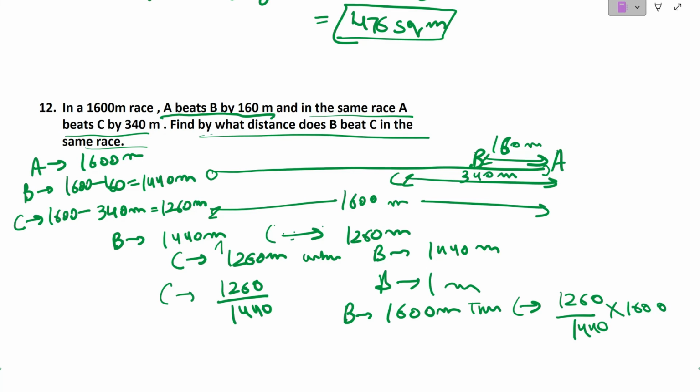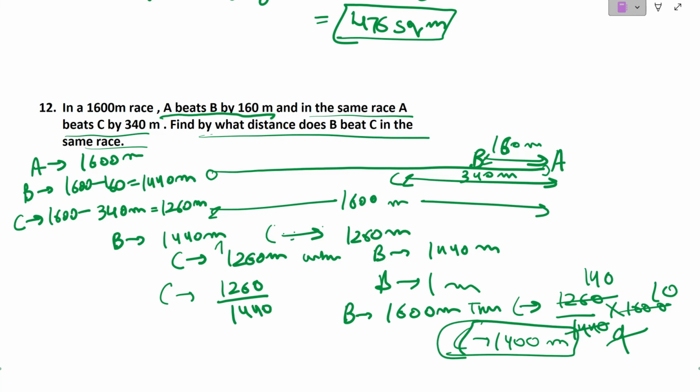So now it gets cancelled out. It can be cancelled out by 160, so this is 10 and this is 9. Then 9 gets cancelled out, and that is 140. So when B covers 1600, then C covers 1400 meters.